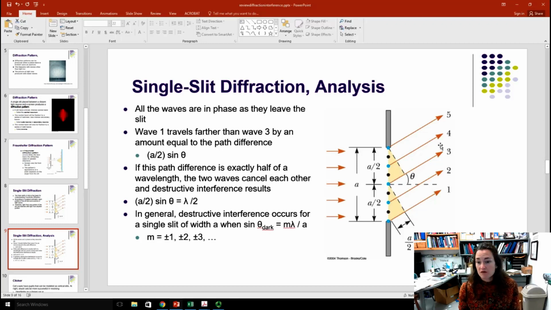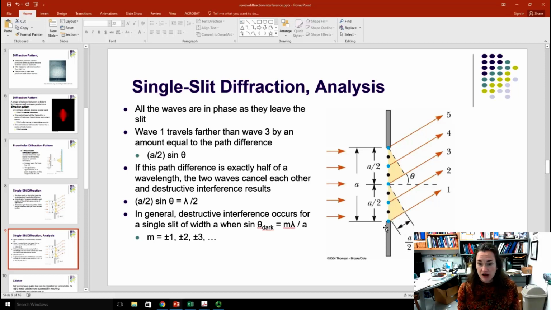For example, wave 1 is going to travel farther than wave 3, and it's going to travel farther by an amount equal to the path length difference between wave 1 and wave 3. So this is easier to picture if you draw these little triangles. Here in this schematic, the triangles are kind of a beige color. So you see the origin, this blue dot right here for wave 1, and then you see the blue dot origin for wave 3. The path length difference would be this amount right here, which is the base of that little right triangle.